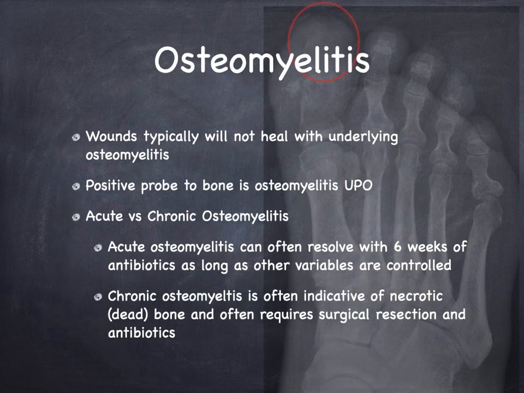Osteomyelitis is another infection that is critical in identifying and treating appropriately in wound care. The wounds typically will not heal with underlying osteomyelitis. A positive probe to bone is osteomyelitis until proven otherwise. And it is really critical, if possible, to differentiate between acute versus chronic, because acute osteomyelitis typically means that the bone is still alive, and after 6 weeks of IV antibiotics, the infection should be resolved. Chronic osteomyelitis, on the other hand, is indicative of necrotic bone, meaning dead bone.